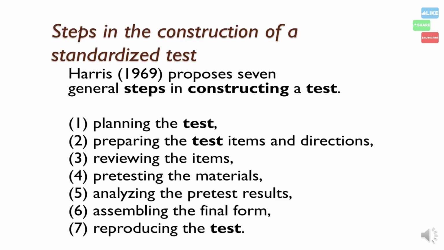Now we have some steps in the construction of standardized tests. Some authors, like Harris in 1969, propose seven general steps in constructing a test. The first step is planning the test. The second is preparing the test items and directions. After that, you review the items and then pre-test the materials. After that, you have to analyze the pre-test results and then assemble the final form. The last step is reproducing the test.